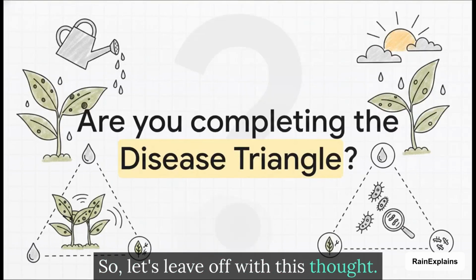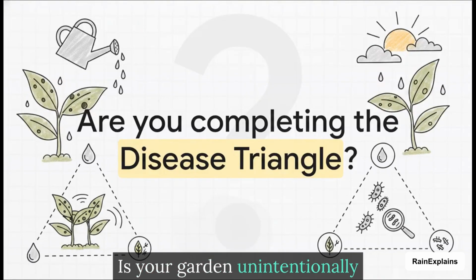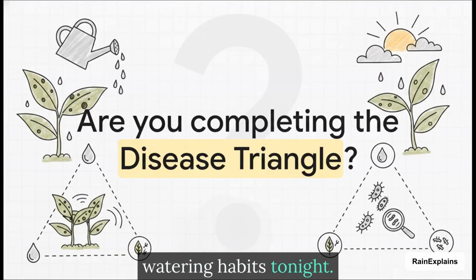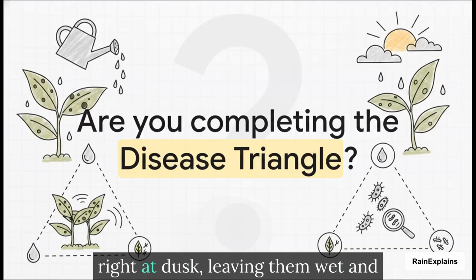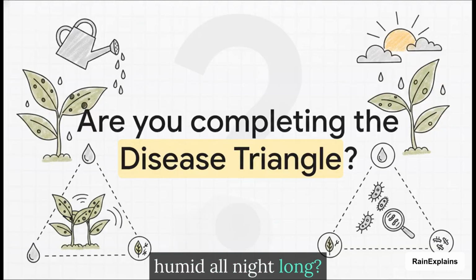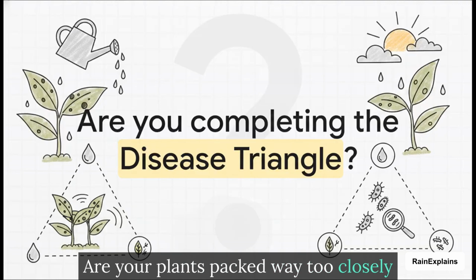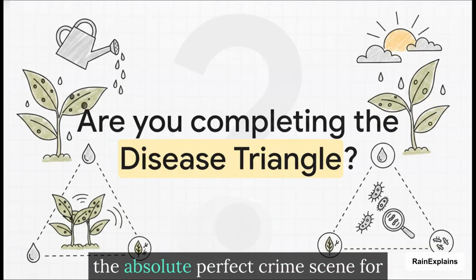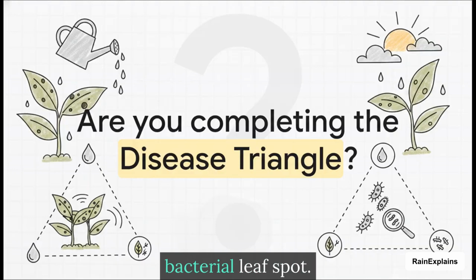So let's leave off with this thought. Is your garden unintentionally completing the disease triangle? I want you to take a look at your own watering habits tonight. Are your sprinklers hitting the leaves right at dusk, leaving them wet and humid all night long? Are your plants packed way too closely together, preventing good airflow? Because you might be secretly providing the absolute perfect crime scene for bacterial leaf spot.